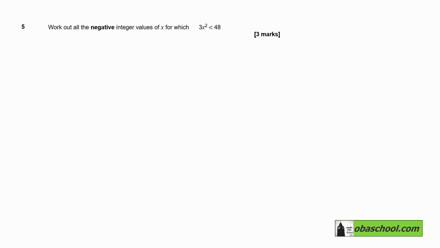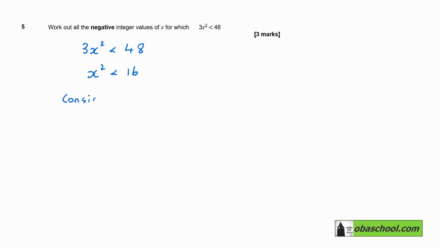Work out all the negative integer values of x for which 3x squared is less than 48. If we start with 3x squared is less than 48, divide both sides by 3 and we get x squared is less than 16.